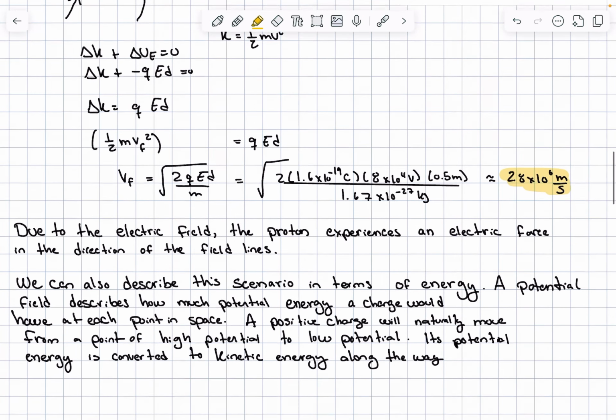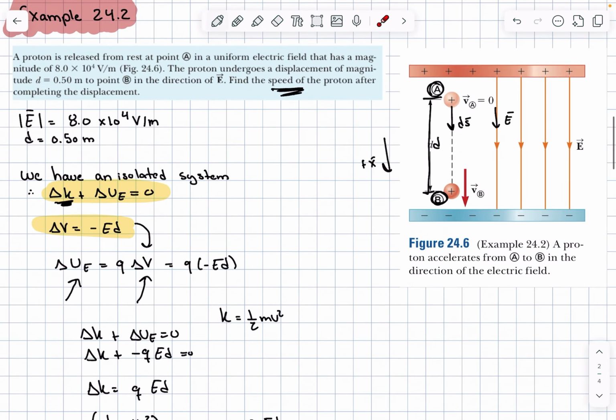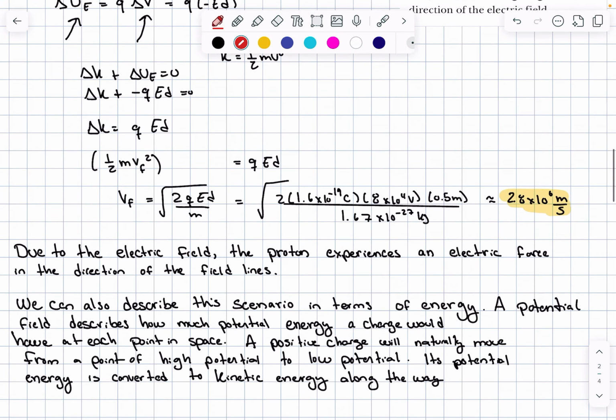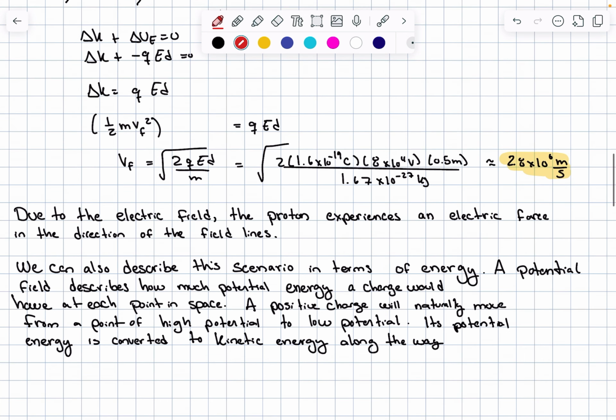All right, here I just added a little blurb that's describing the situation. What I say is that due to the electric field, the proton experiences an electric force in the direction of the field lines. That's definitely one way we can describe the problem: we have a field, and because of the field, it experiences an electric force, right? But in this problem, the way we solved it was by talking about energy instead of forces. So we can describe the scenario in terms of energy. A potential field describes how much potential energy a charge would have at each point in space. So a positive charge will naturally move from a point of high potential to low potential.